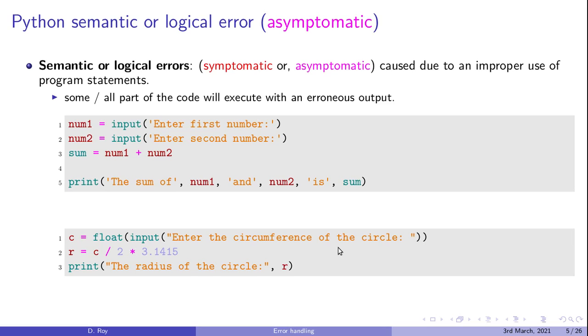Now, in the second set of examples of the semantic error, here I have given two program snippets. In the first program snippet, I am taking two numbers as input from the user, summing them up, and printing the sum of the individual numbers. Now, if you look closely, the program is not actually doing what it is supposed to be doing. I am taking the input, but I am not actually typecasting it. So, by default num1 and num2 will be strings, and whenever I apply this plus operator on a string, it will actually concatenate the output.